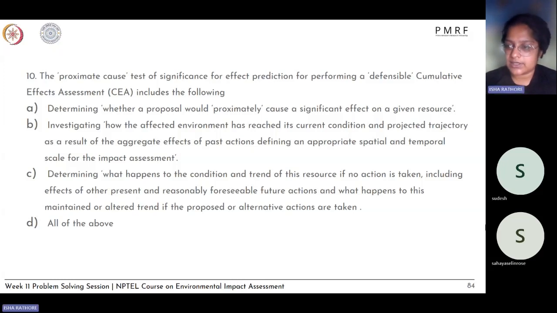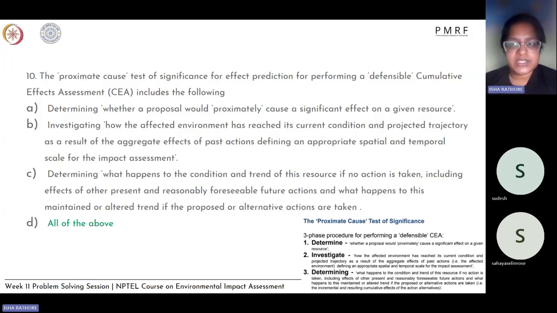We have an answer D. Okay, so D is the correct answer. The proximate cause test for testing the significance for effect prediction, when we are doing the cumulative impact assessment, includes first determining whether there are cumulative effects on any of the given resources. So A is correct. Then B is whether you investigate what past actions are being added, or the aggregate effect of past actions. So B is also correct.